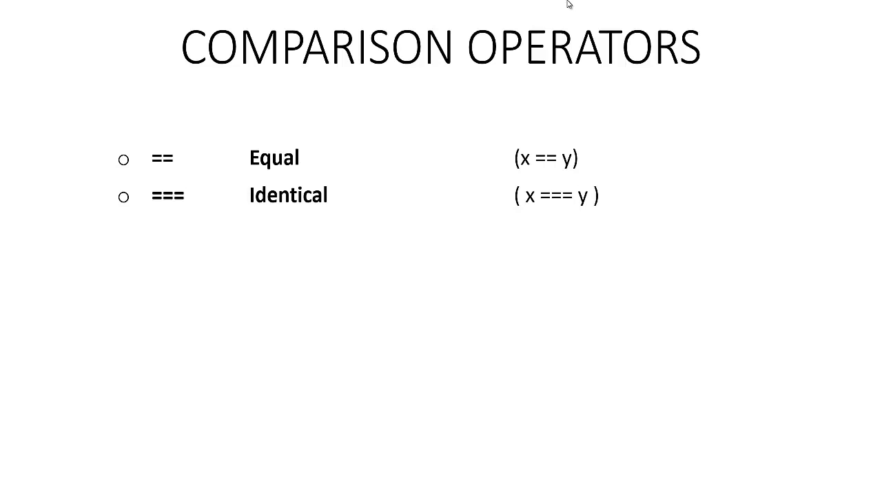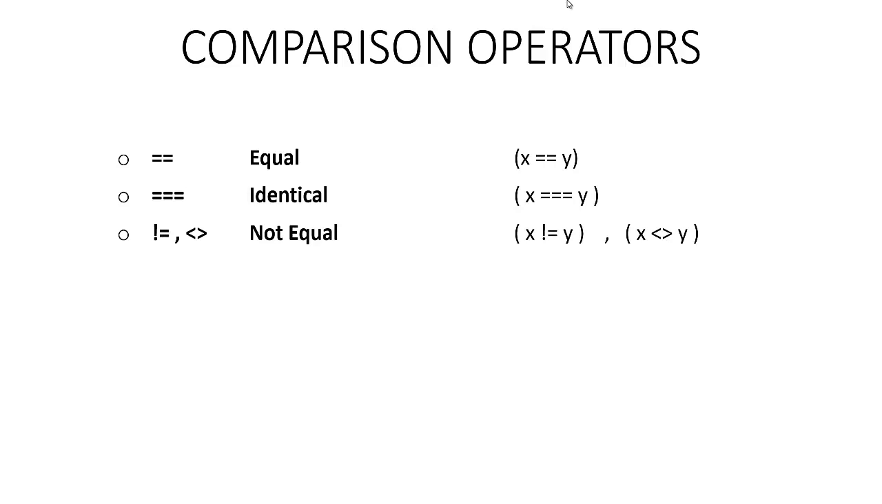So to check what exactly they are, whether they match in type as well as value, we have identical. You use the triple equals sign to check if they are identical or not. The third one is not equal to.